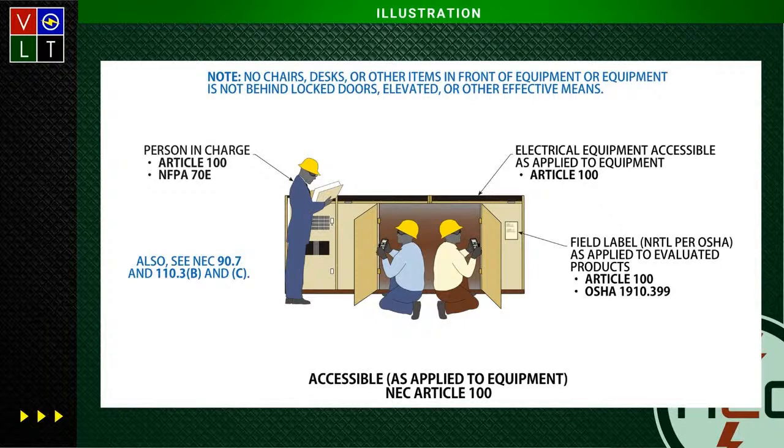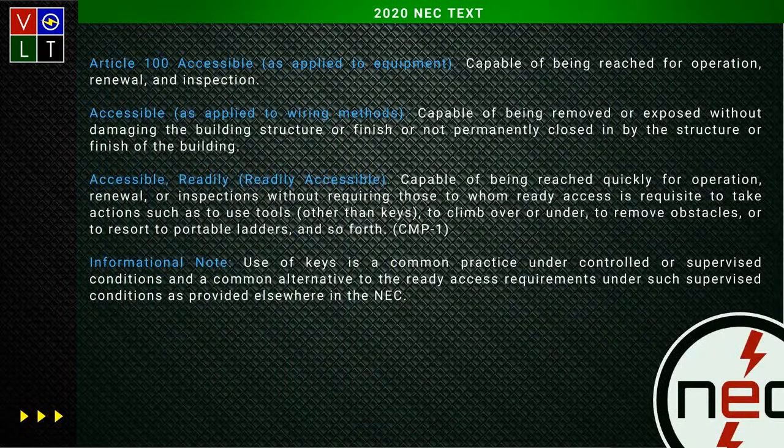You also have accessible as applied to wiring methods, and you also have readily accessible. Now, what I decided here was to go ahead and take a look at the definitions that are going to apply here. As you look at this, when you have accessibility as it relates to and applied to equipment, it just basically says capable of being reached for operation, renewal, or inspection. That's what is considered accessible.